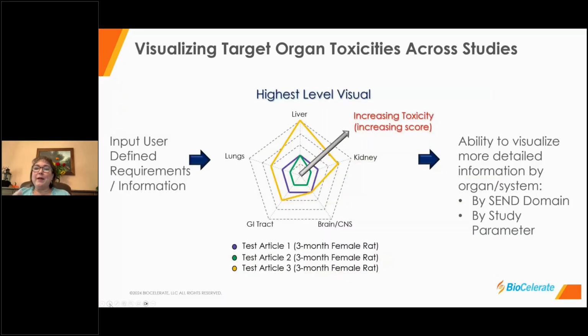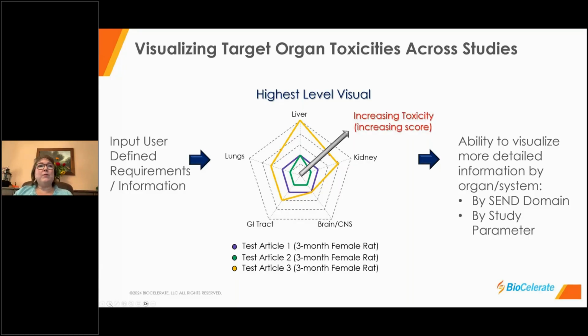So with that said, what I want to do with this slide is really just to introduce you to the concept that you will be hearing much more about in this presentation. And that's, what does this visualization look like? What did we come up with? So as I just stated, the user will input certain defined requirements and information into the system. And the output, there are multiple outputs. And the first is a very high level overview or high level visual. And what we came up with was a radar plot.